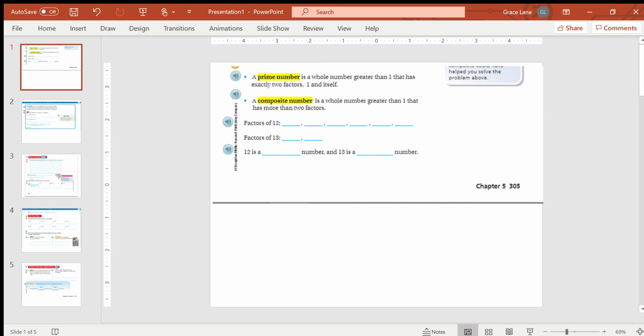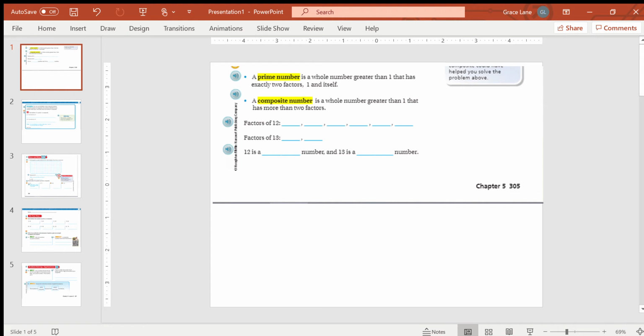Hello, good morning. We are moving on to lesson 5.5 today. We are almost at the end of chapter 5 actually. This was a pretty short chapter. We're talking about prime and composite numbers today. So go ahead and find your math journal. We're on page 305. You may need your multiplication chart and a pencil.